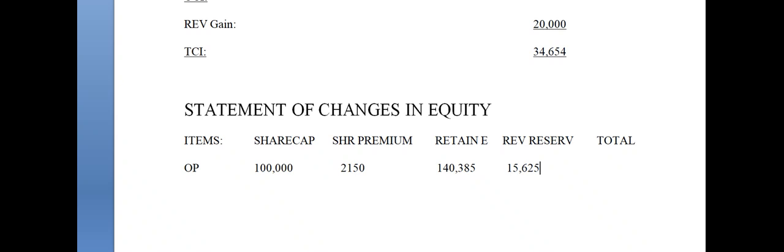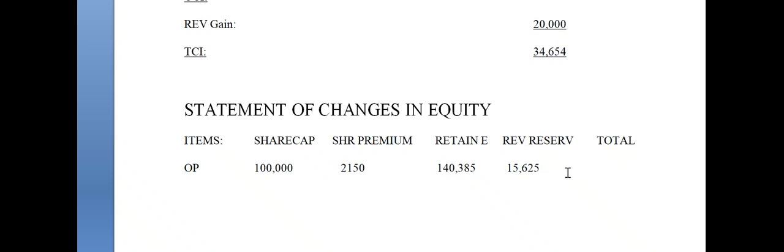It doesn't matter. It's the same thing. Revaluation reserve and surplus is the same thing. You can't bring loss here. Do you understand? Yes, sir. Thank you. So somebody should be getting the totals while we move.